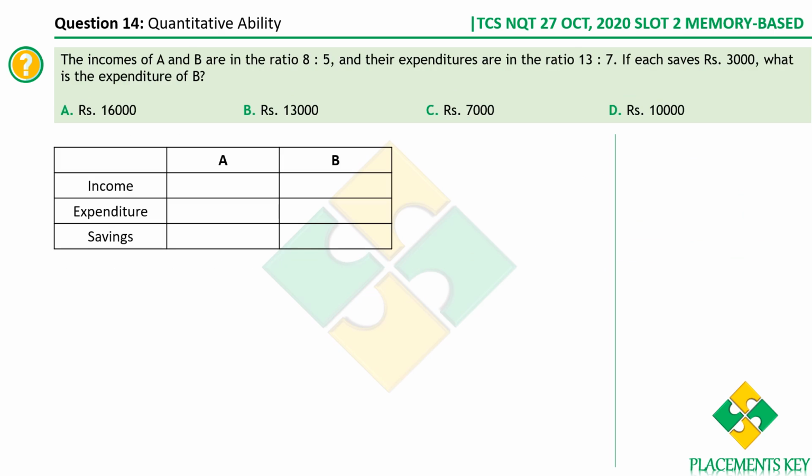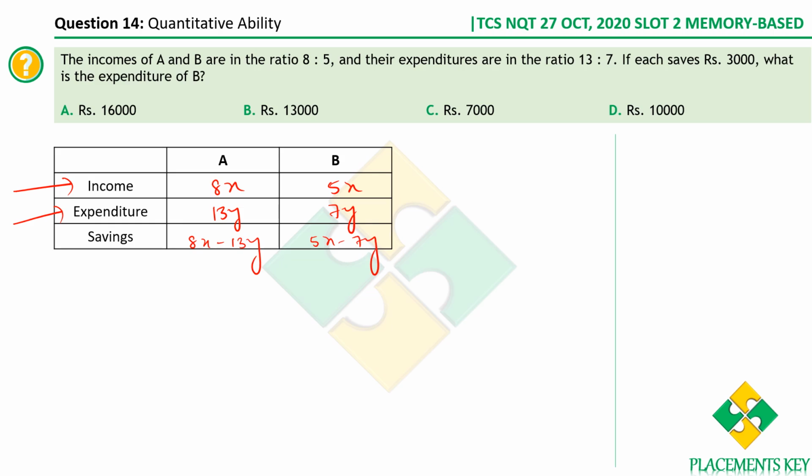The incomes of A and B are in the ratio of 8:5. So if the income of A is 8x, the income of B is 5x. And their expenditures are in the ratio of 13:7. So 13y is the expenditure of A and 7y is the expenditure of B. Now, savings is income minus expenditure. So the savings of A is 8x minus 13y, and the savings of B is 5x minus 7y.